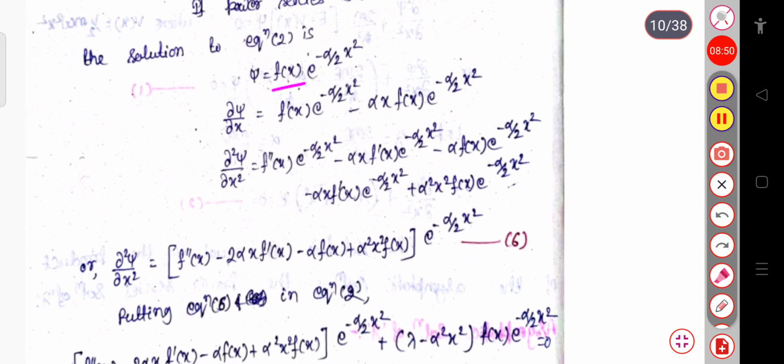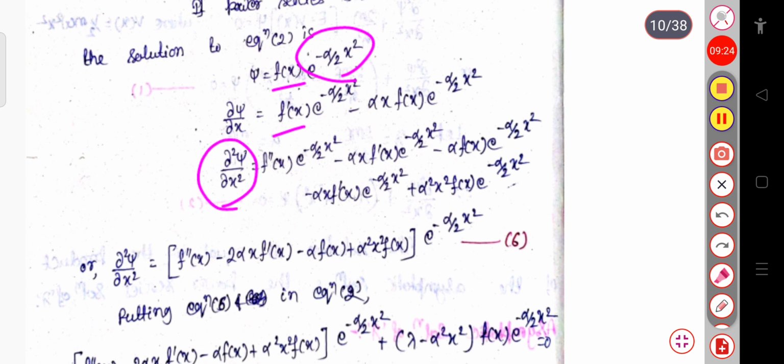Now if I take the partial derivative with respect to x, then d psi by dx will be equal to two terms. First of all we write f prime of x into exponential minus alpha by 2 x square, minus, for this part, alpha by 2 into 2x. So the 2 gets cancelled, that will be minus alpha x f of x into exponential minus alpha by 2 x square. And similarly you can take the second order derivative of that psi.